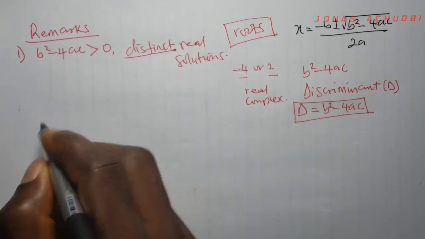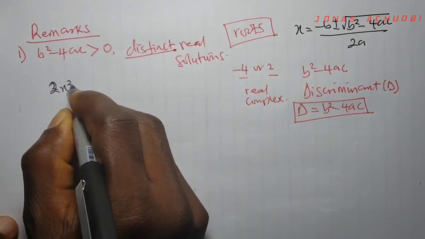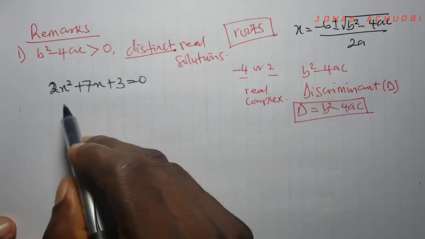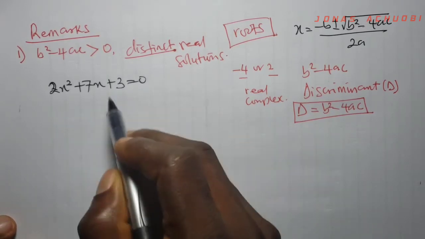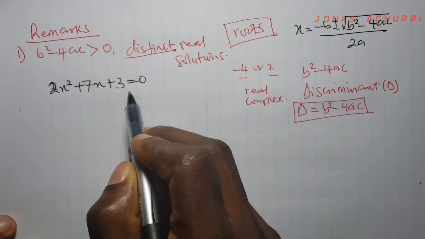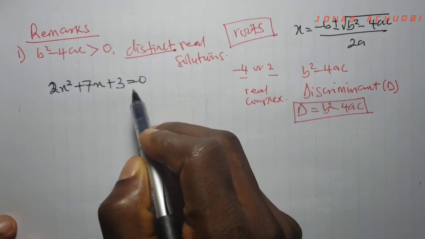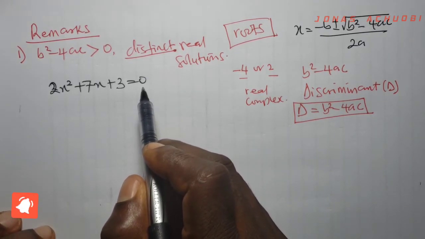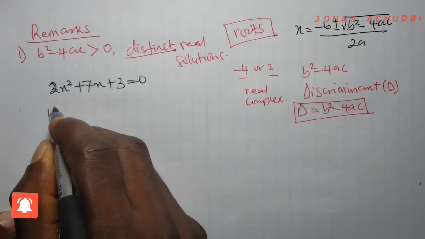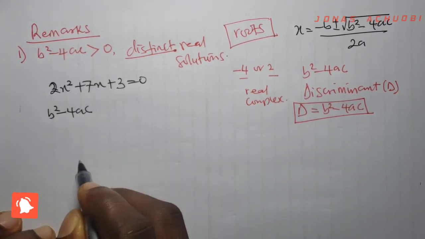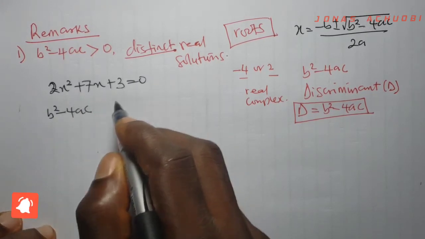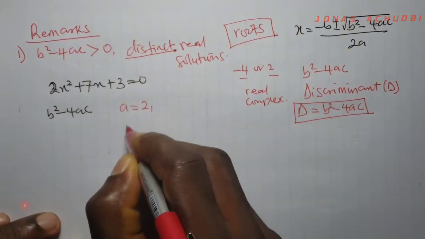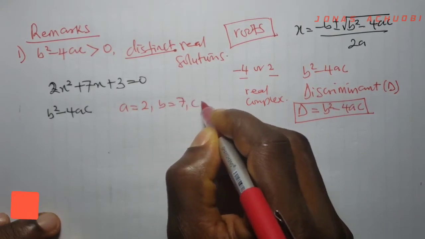For instance, if we have the equation 2x squared plus 7x plus 3 equal to 0, this is clearly a quadratic equation. So we want to investigate the nature of the solution of this equation, or the nature of the roots of this equation, even without solving it. All we need to do is to investigate how the discriminant behaves. So the discriminant is b squared minus 4ac. So we'll take out what our a, b, and c are. It is obvious that our a in this example is 2, our b is 7, and our c is clearly 3.